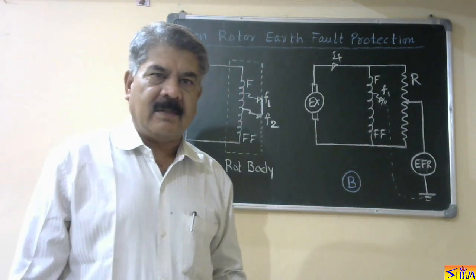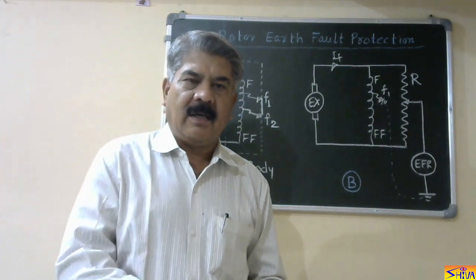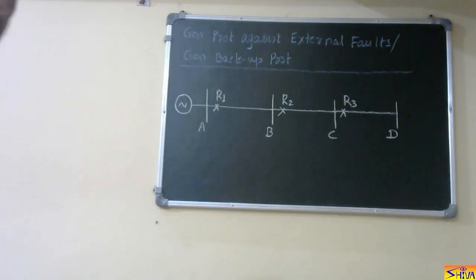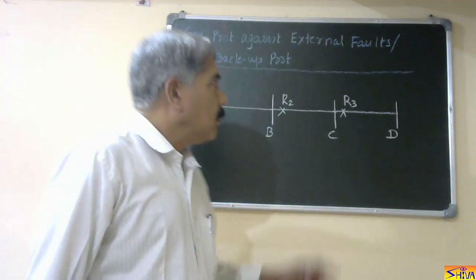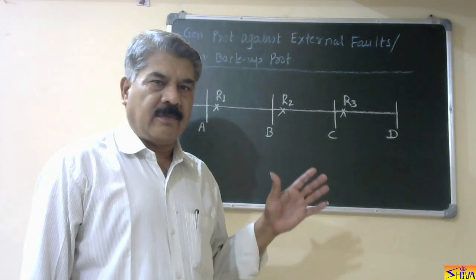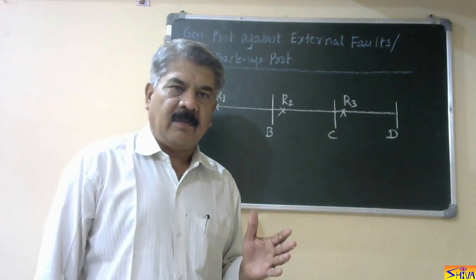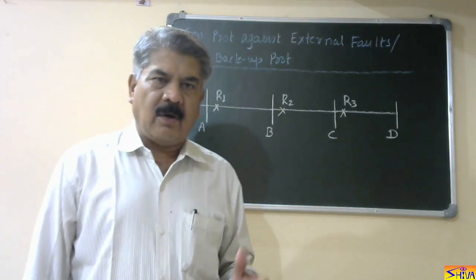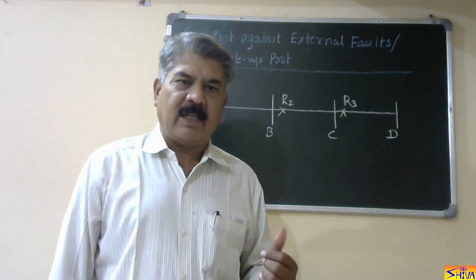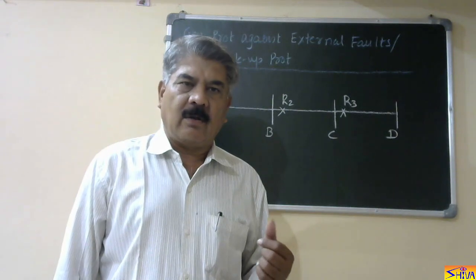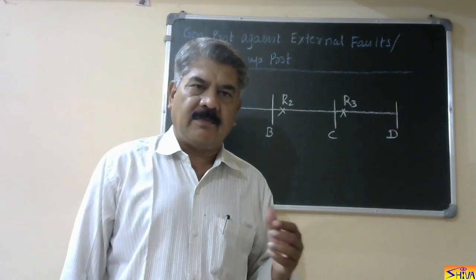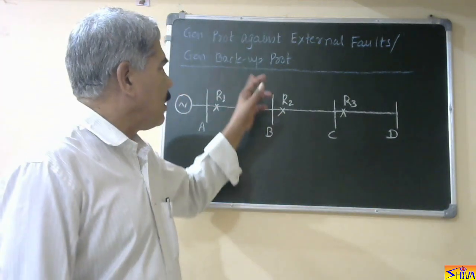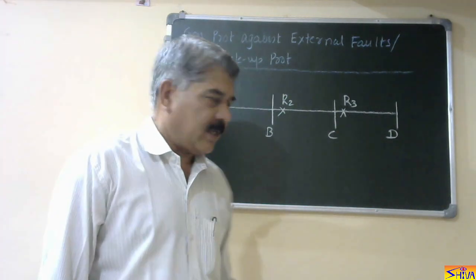Next I will discuss the protection of the generator against external faults. Protection against external faults for the generator. External faults mean fault is not taking place on the generator, but this fault is not cleared by the respective relay, therefore it can cause damage to the generator. Therefore we have to provide protection against the external fault. That is also called as generator backup protection.